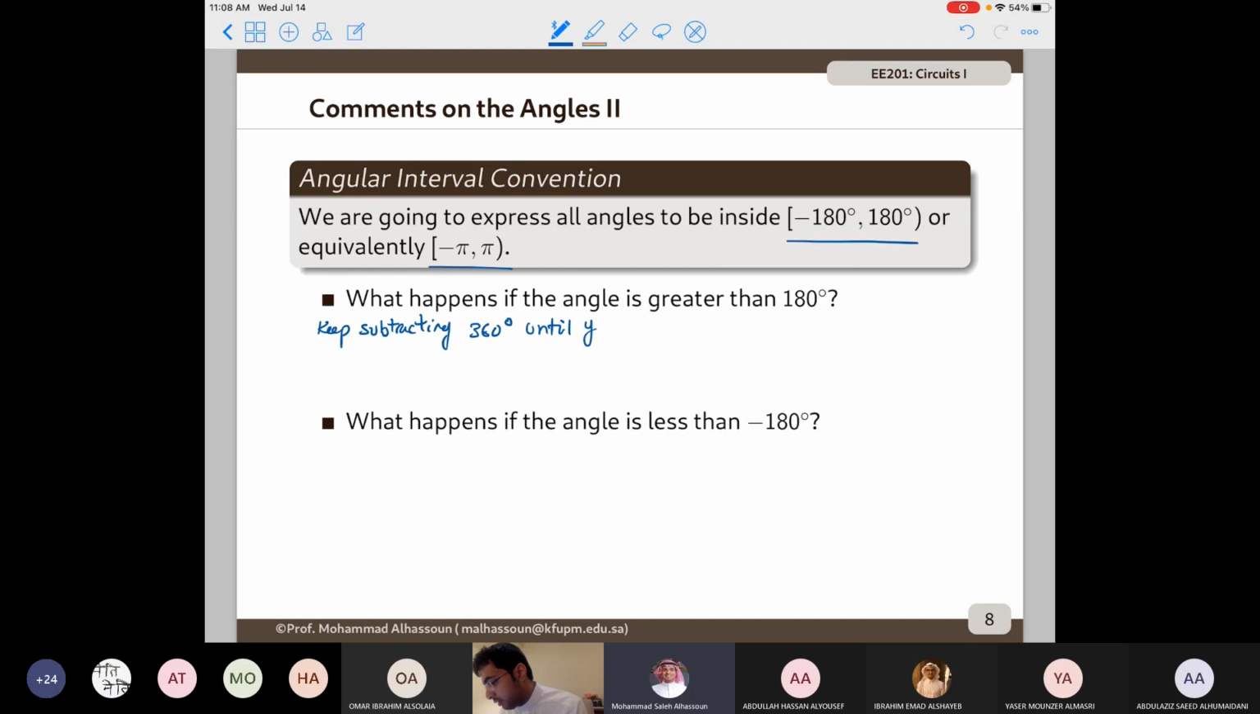until you get inside the interval. As an example here, we take the angle 765, then subtract 360 degrees. So we'll end up with 405 degrees. This is outside. So we need to do another subtraction. So 405 minus 360, and you see that this one is 45. So this is inside.